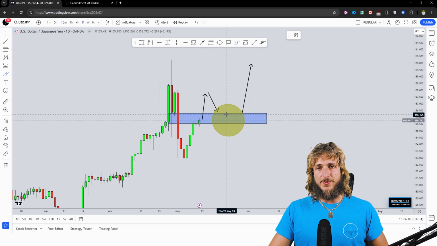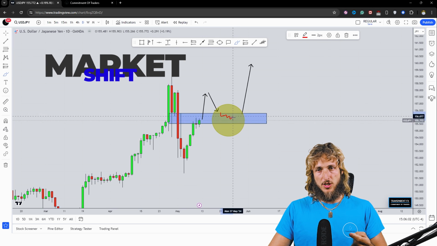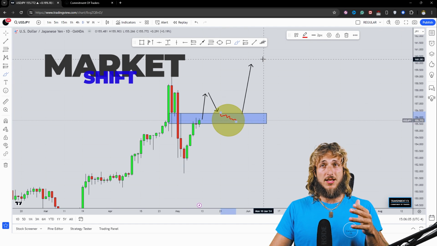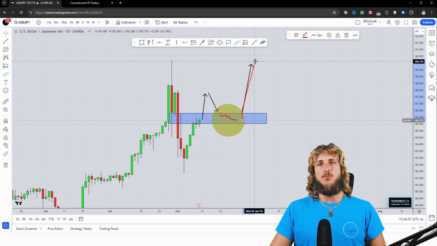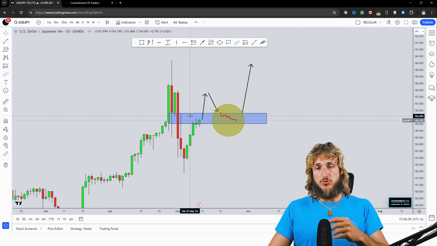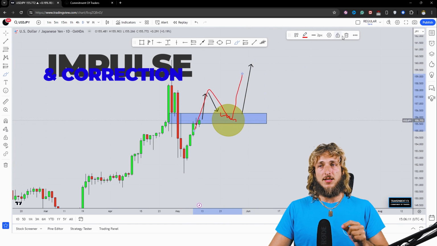Therefore, what I would expect is that if this market would shift from an intraday bearish to bullish market, at that point, I wouldn't be surprised to see a potential push higher, completing this daily impulse, correction and impulse pattern to the upside.